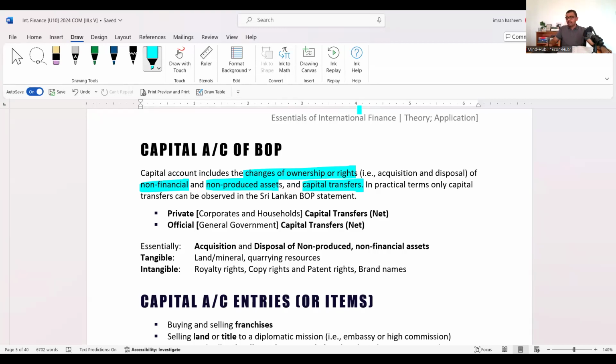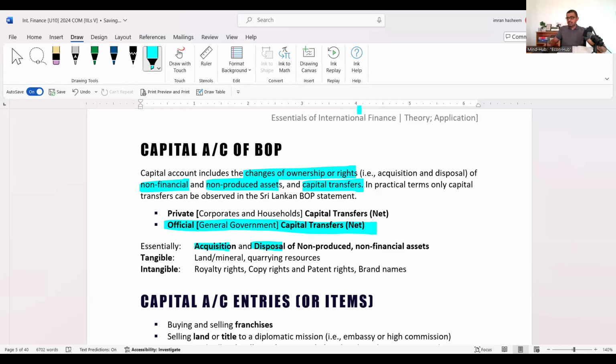Right. Then private capital transfers, the net value we take. Then we have official capital transfers, the net value we take. Again, mainly what we have is official capital transfers. This is the main item we have. But conceptually, you guys need to be updated on this. You need to have the knowledge. So essentially, what do we have?